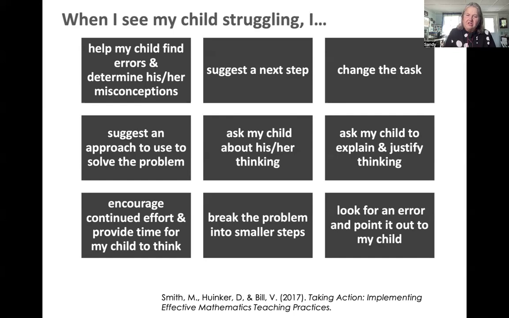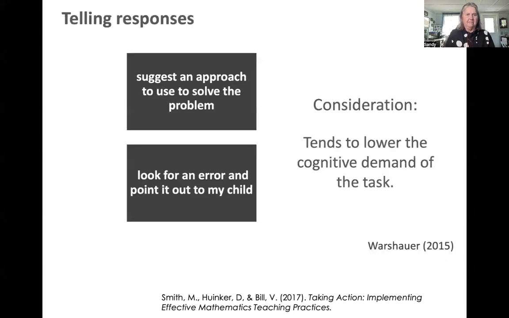Now, what the research has shown and what we got from this resource is different ways we help our child have different impacts on them. So there are telling responses. Sometimes we want to suggest a way they could solve the problem. Sometimes we show them a way to solve a problem, or we find an error in their thinking and we point it out. Now, this starts to lower the cognitive demand. And the cognitive demand is the level of thinking your child is doing. So we want to make sure that we're keeping their thinking high.